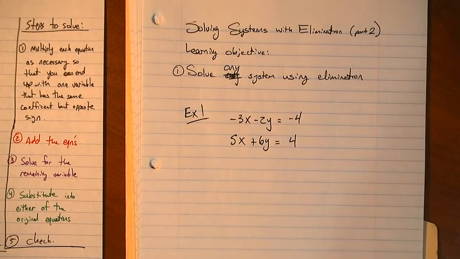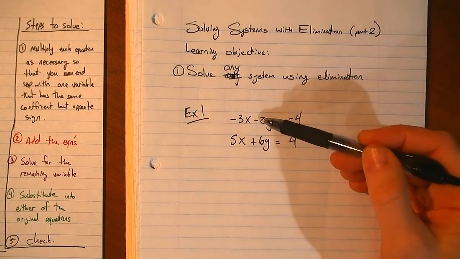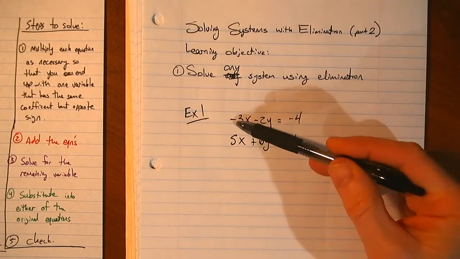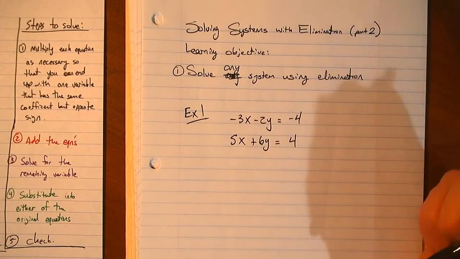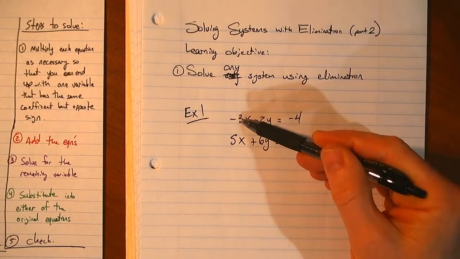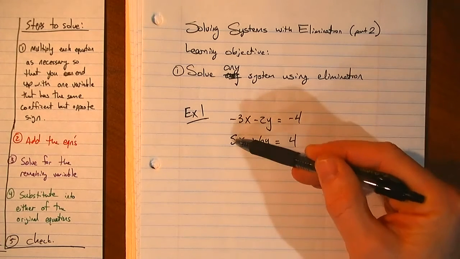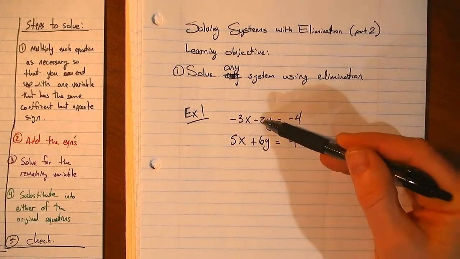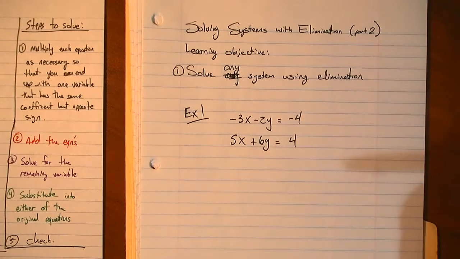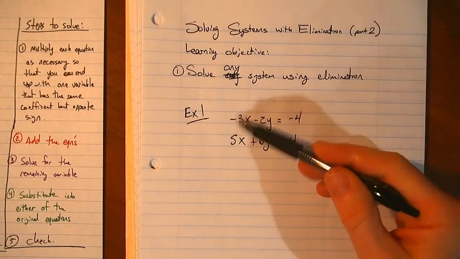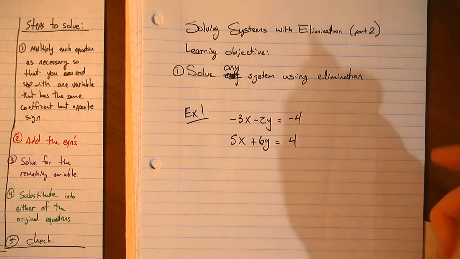Well, in the last video, we talked about situations where one of the variables had matching coefficients. Like if this is a 3 up here, and that was a 3 down there, we talked about that in the last video. Or if this was a 2 up here, and this was a 2 down here, we talked about how to handle that. Obviously, that's not the case in this one. 3 and 5 don't match. 2 and 6 don't match.